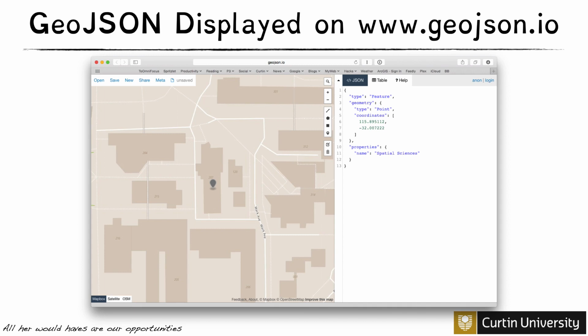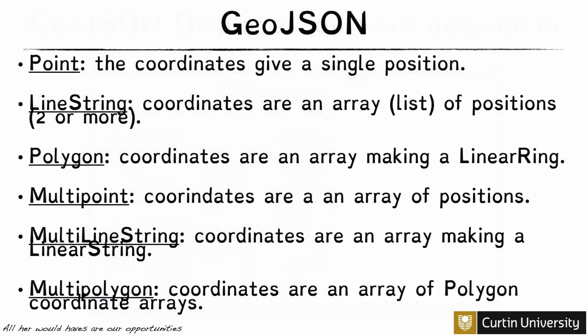Now, thinking this through, going back to those questions I was asking, GeoJSON becomes a great way for us to think about storing our data on our IoT devices. And we'll come back to that. What does it have? It has a point, which is the coordinates of a single position.